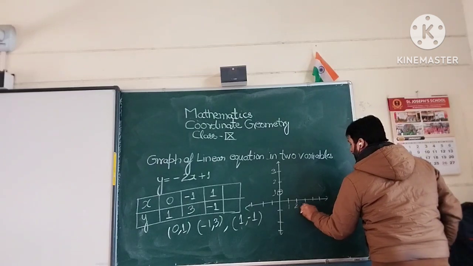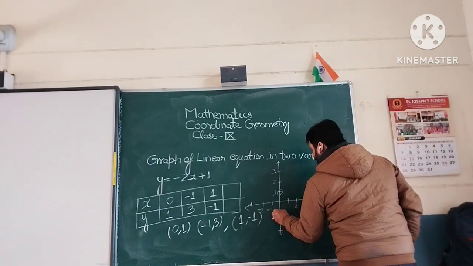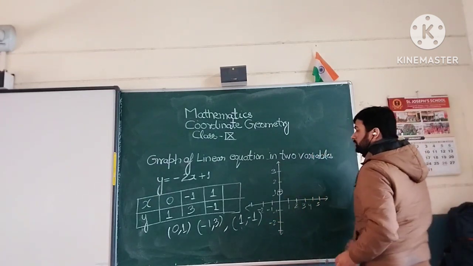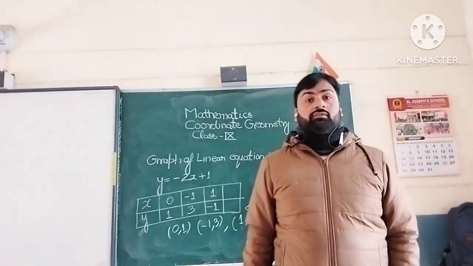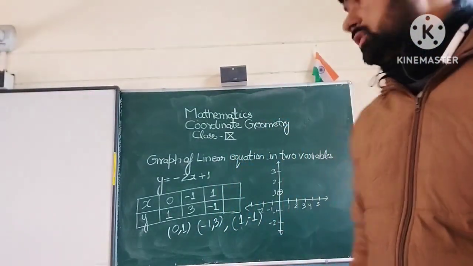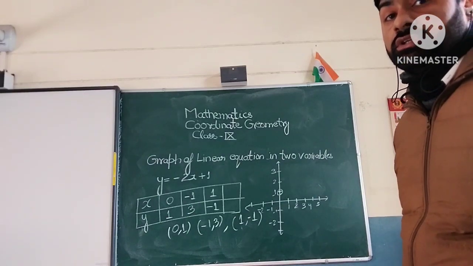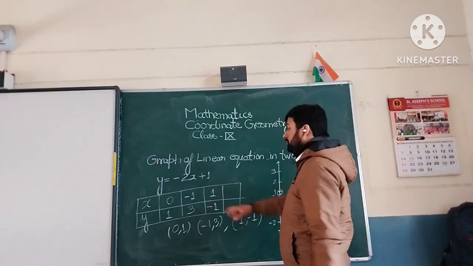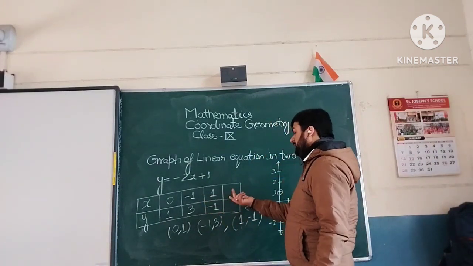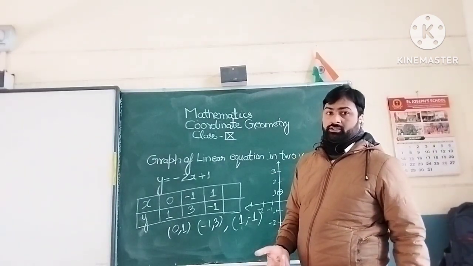So first is 0, 1. 0, 1 means where does the point lie? When the value of x is 0, it lies on the y axis. And accordingly, if the value of y is 0, it lies on the x axis. We have already done that.